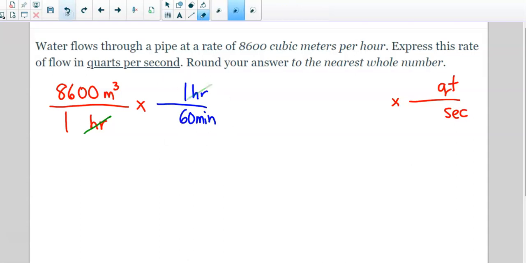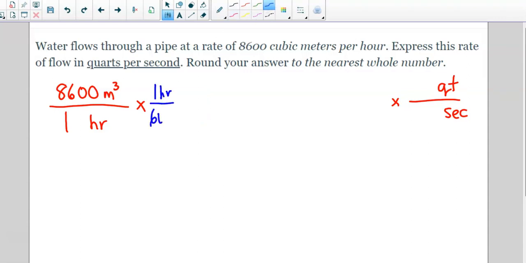I'm actually going to make this a little bit smaller so I have more room for my other rates. So I have 1 hour is 60 minutes. So I know that my hours are gone, but I still have minutes and I need to get to seconds. So I'm going to come up with another rate. Let's see. I know I need minutes to cancel out. So I know in 1 minute there are 60 seconds. So there's my cancellation, and my seconds are a match. So I no longer need to multiply by any ratios, by any fractions that have to do with time.